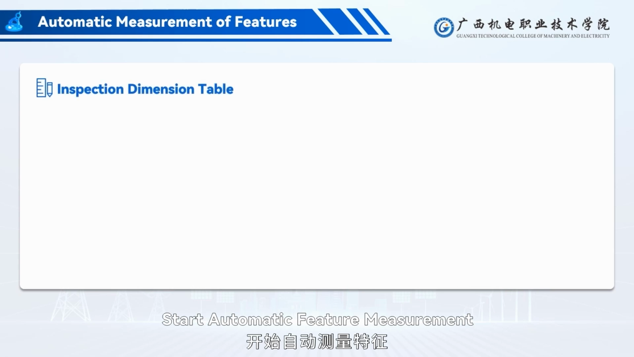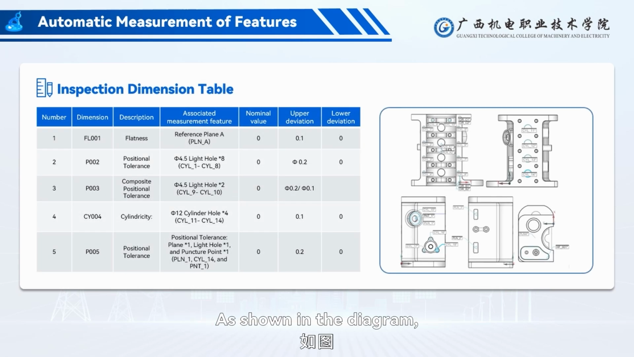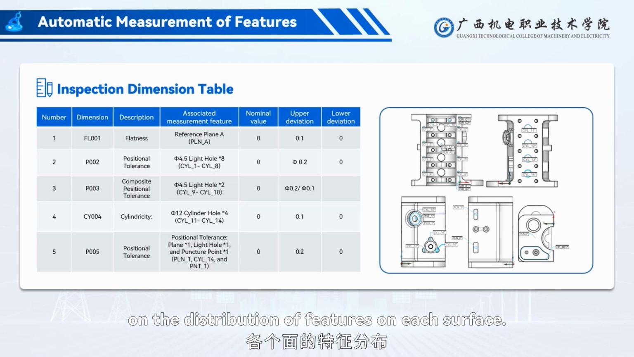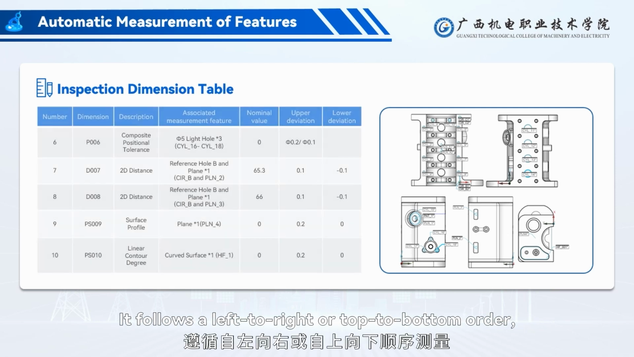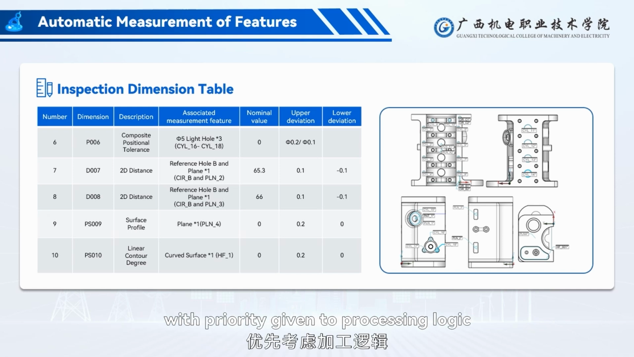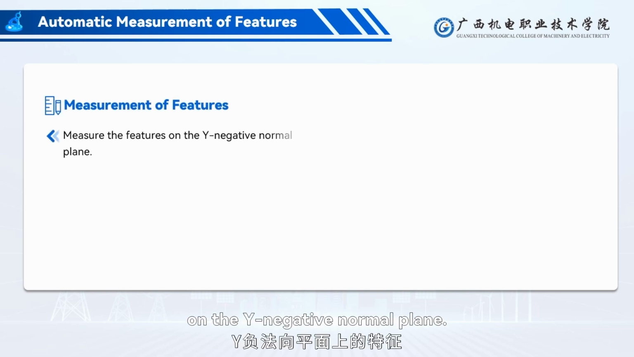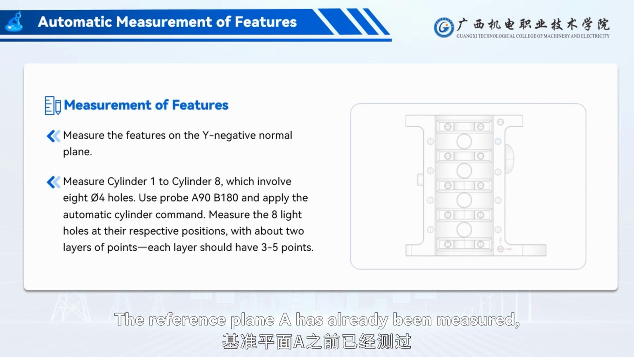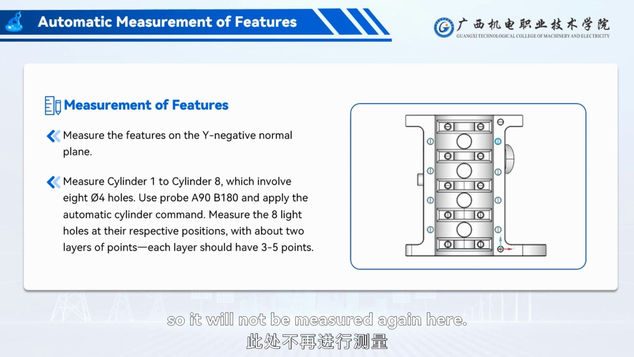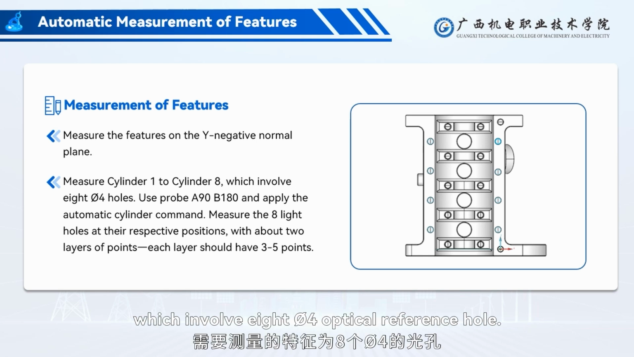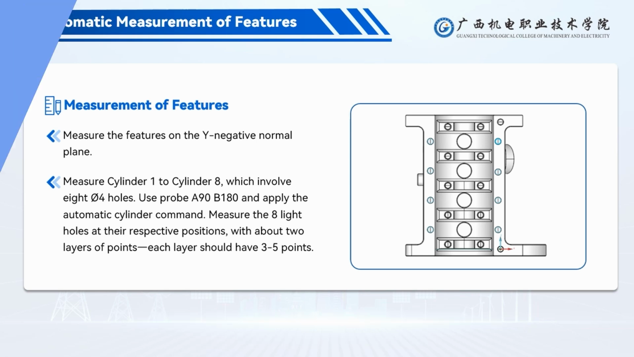Start automatic feature measurement. As shown in the diagram, the measurement sequence is generally based on the distribution of features on each surface. It follows a left-to-right or top-to-bottom order, with priority given to processing logic and measurement efficiency. First, measure the features on the y-negative normal plane. The reference plane A has already been measured, so it will not be measured again here. Next, we need to measure cylinder 1 to cylinder 8, which involve 804 optical reference holes.